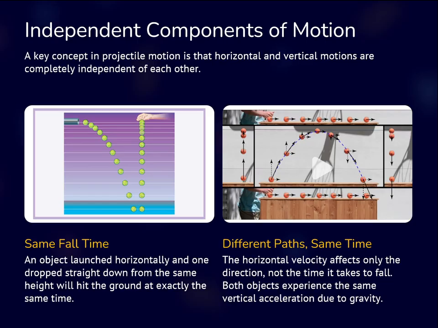One of the most misunderstood concepts: horizontal and vertical motions are completely independent. That means that a parkour athlete jumping forward and another person dropping straight down from the same height will hit the ground at exactly the same time. Again, assuming no vertical launch speed and no air resistance. It's because the horizontal velocity only affects how far away they land, not how long they're in the air.